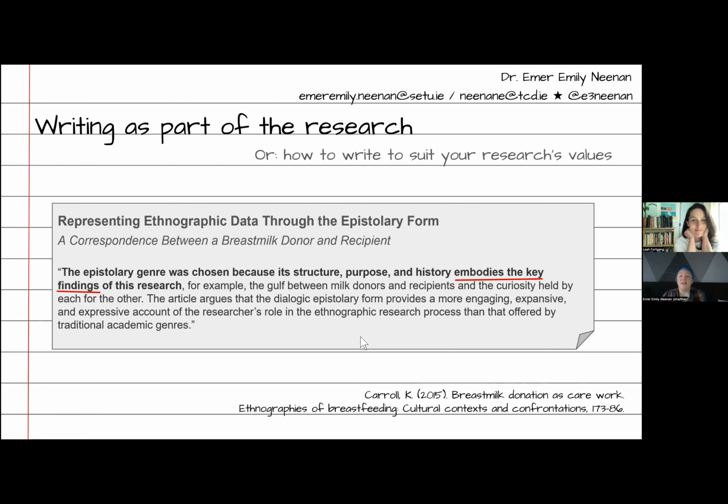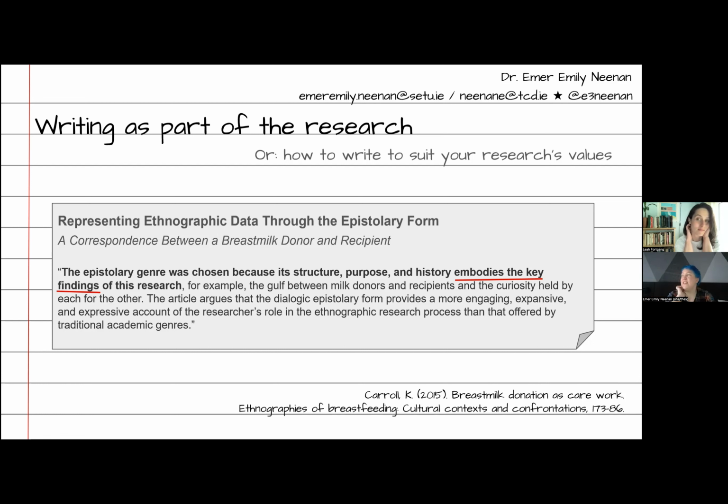Another really cool example I found was a paper by Catherine Carroll, who was researching breast milk donation. She was interviewing women who expressed milk and sent it to a donor bank, and also parents who had a baby in need of donated breast milk, looking after their newborn and receiving the donor milk. The way the donation system is set up, the donors and the parents who need the milk never interact. But she found that both of them would sometimes write notes or cards and send them to the breast milk bank.